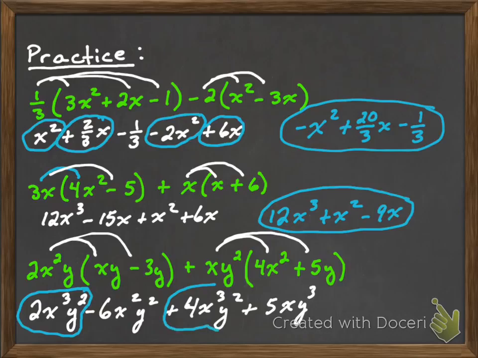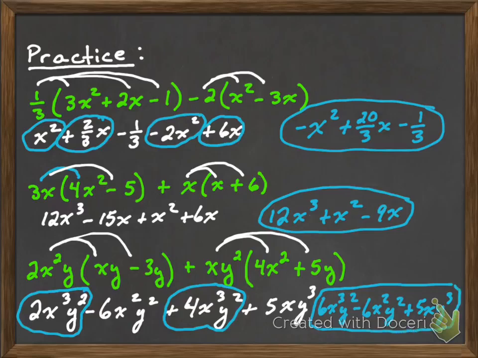All right, so combining a couple of things together, we have an x cubed y squared here, and we also have x cubed y squared here. So those two can be combined together to give us 6x cubed y squared. Then we have the other two terms which cannot be combined together. So we'll have the minus 6x squared y squared and the plus 5xy cubed. And that is your simplified answer there.